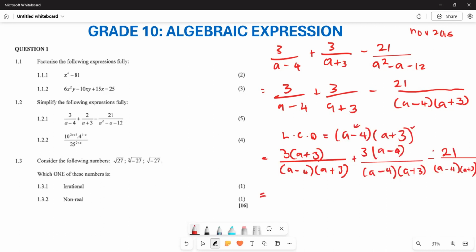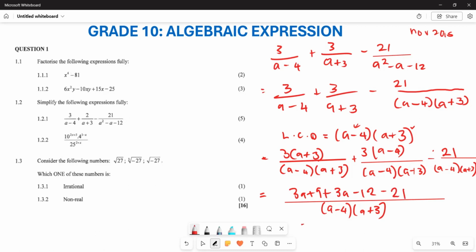From here, now that you have all of these as the same denominators, you can write all of these under one roof. We are saying that now you have the same denominator, you can write a subtract 4 and a plus 3 as a denominator for everything. Then we come to your numerator. 3 multiplied by a is 3a. 3 multiplied by 3 is plus 9. Then you come back, plus, what is it that you're having here? 3 multiplied by a, 3a. 3 multiplied by negative 4 is going to be negative 12, right? Subtract what? This is going to be subtract 21.